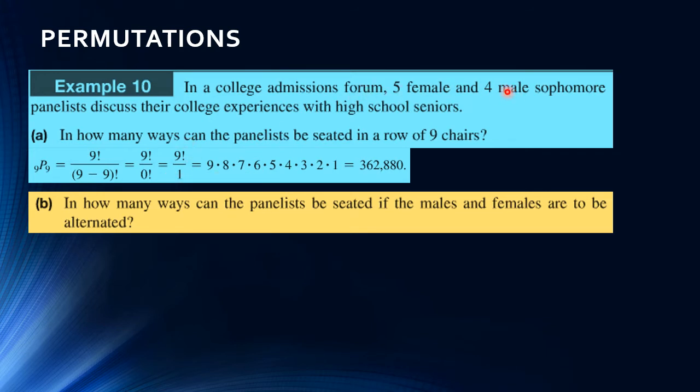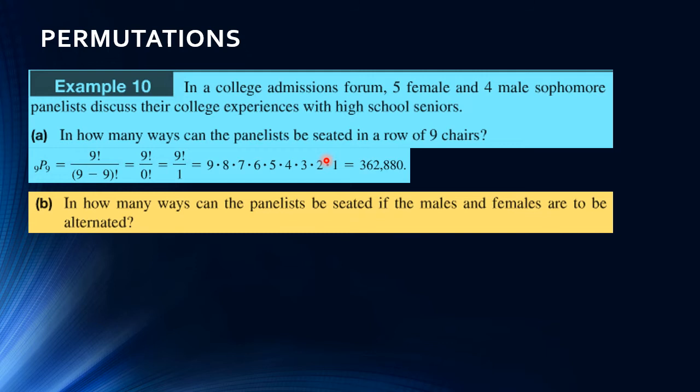We're taking all 9 people and we're using all of them, so it's 9 things taken 9 at a time. Notice if you do that in the permutation, you're just getting 9 factorial. Okay? And maybe that's why 0 factorial equals 1, so that this is not undefined.